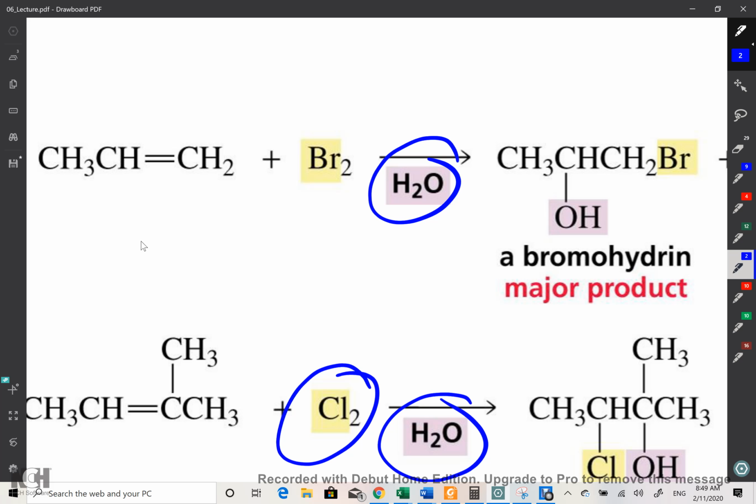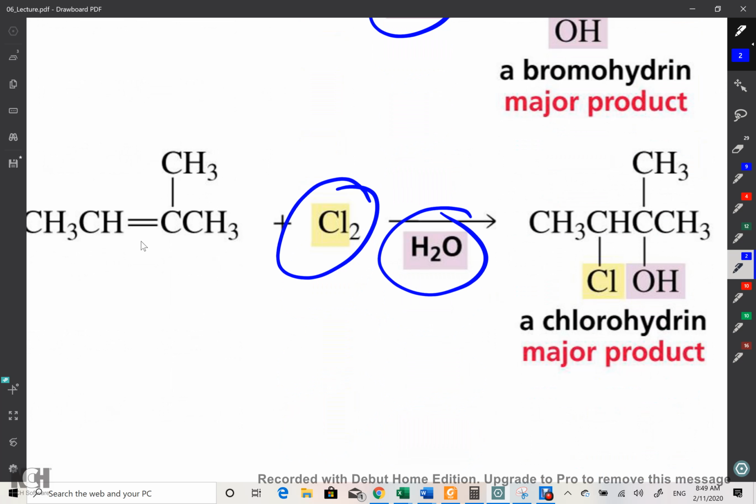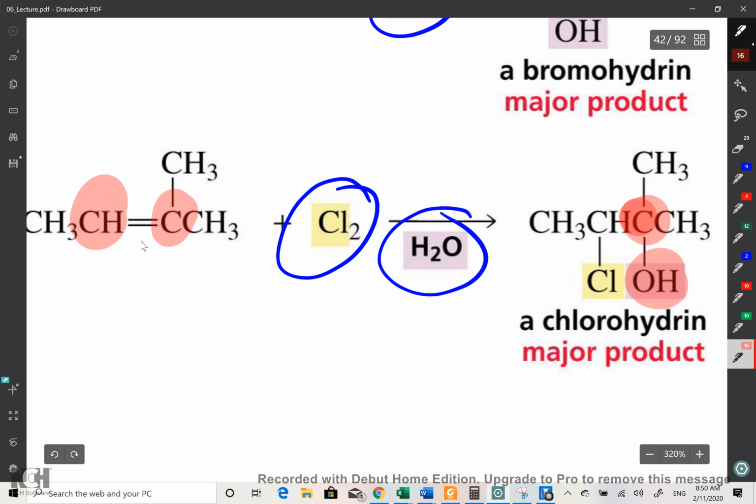Is that okay? It's the same thing with this one. If you compare this carbon and that carbon over here, you will notice that they are not symmetrical. One is more substituted than the other. And so the OH ends up on the more substituted carbon and the chlorine on the less substituted carbon. Does that make sense? It's very important.